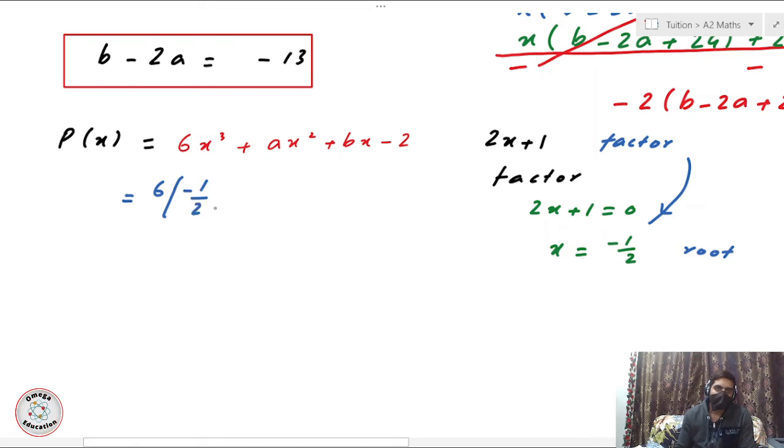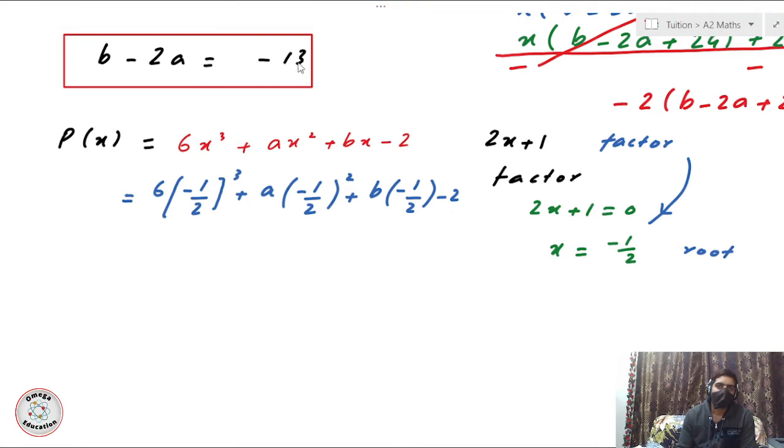Let's be very careful with the signs. A would be written as it is, negative 1 over 2 squared plus b, minus 1 over 2 minus 2 as it is. Okay, let's further simplify it.